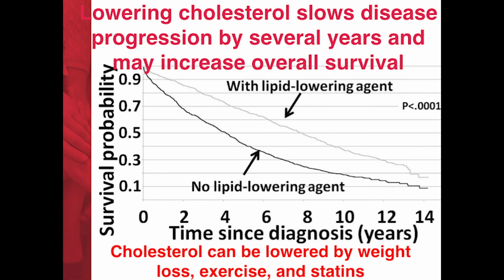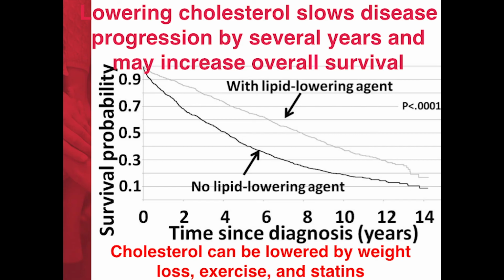Lowering cholesterol. We've said that high levels of cholesterol are often found in CLL. That these high levels of cholesterol can, in fact, help to promote the growth of CLL cells. And this is a result that shows that lowering cholesterol can probably slow the growth of CLL cells by several years and may even increase overall survival.